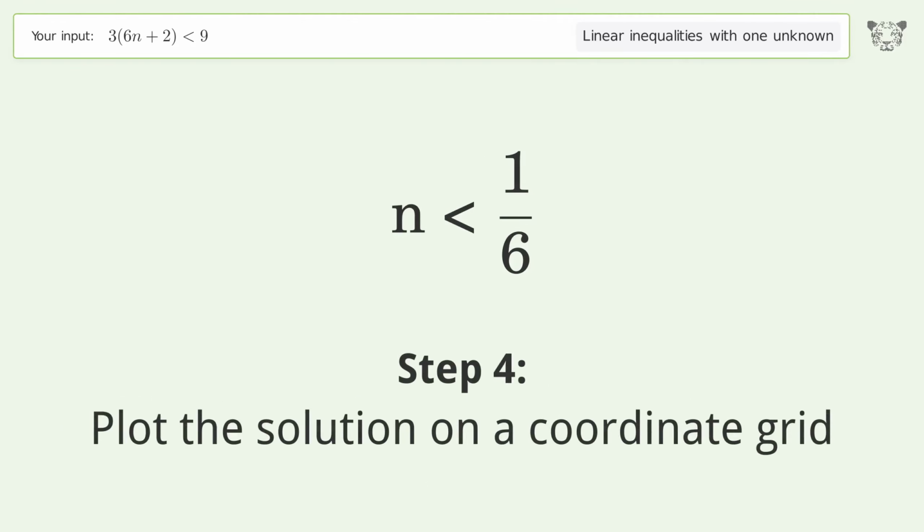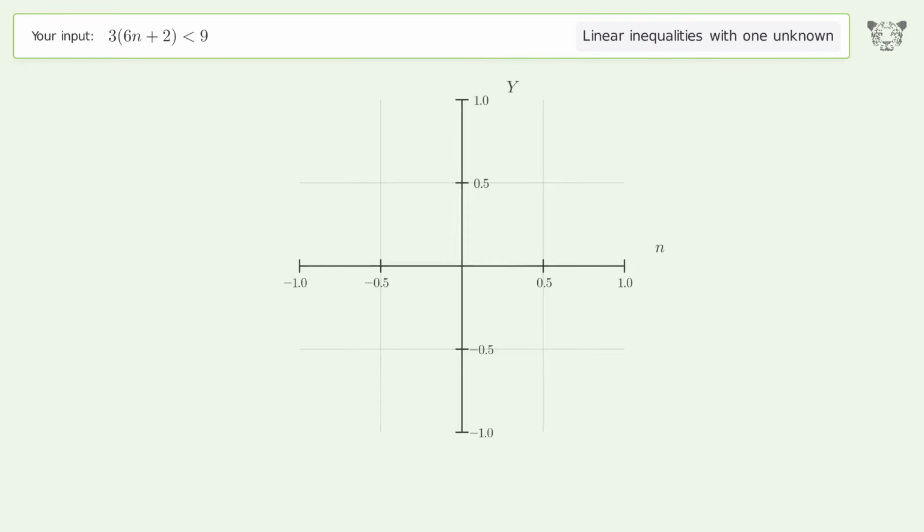Plot the solution on a coordinate grid. And so the final result is n smaller than 1/6.